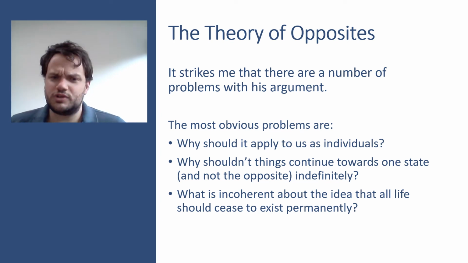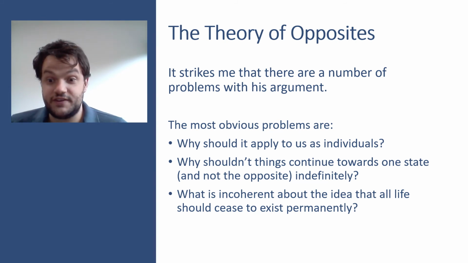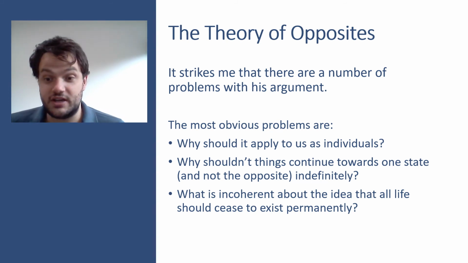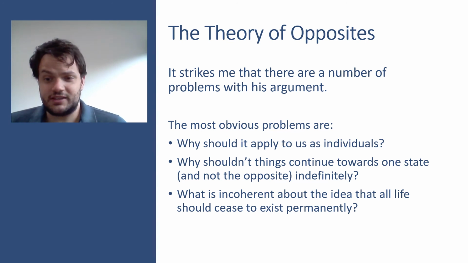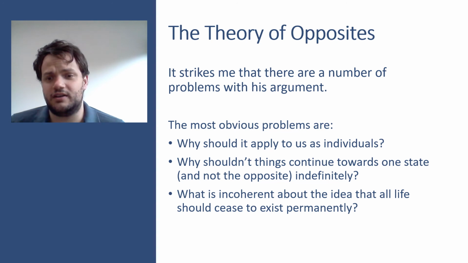Finally, I'd ask what's incoherent about the idea that all life should cease to exist permanently? Let's assume that life is unique to this planet. There may be alien life on other planets, but let's assume it's unique to this planet. Well, one day this planet will fall into the sun, or be hit by an asteroid or something, and all life will cease to exist. And there doesn't seem to be anything incoherent about that idea. So that certainly suggests there's something deeply unintuitive about this argument.